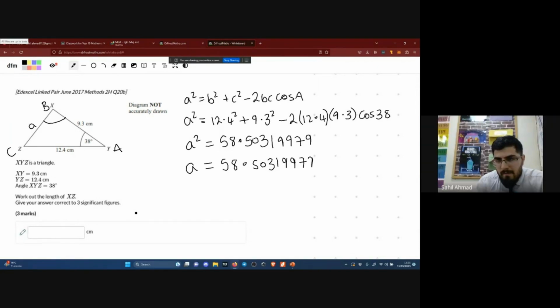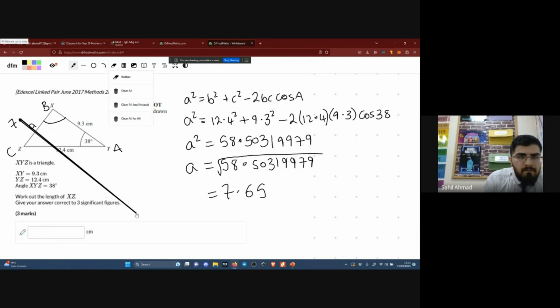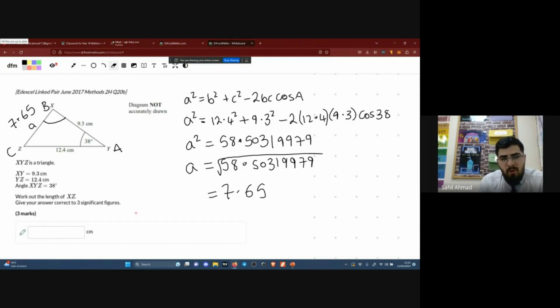7.65. There we go. Amazing. So we've just worked out that this side is 7.65. Sorry, this is my pen today. It's a bit dodgy. Okay, amazing. So what we've just done is we've worked out the missing length.